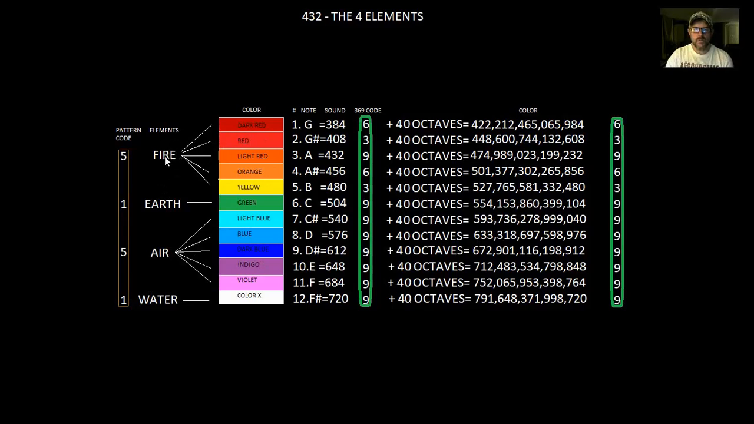So first thing we're going to look at is fire. Fire here has 5 lines attached to 5 colors. So we've got yellow, orange, light red, red, and dark red. And fire, I personally have fires a couple times a week. Probably not so much in the summertime, but definitely in the wintertime.